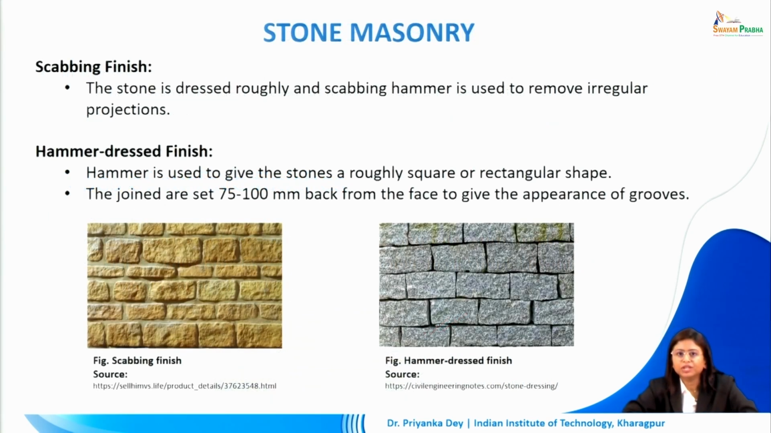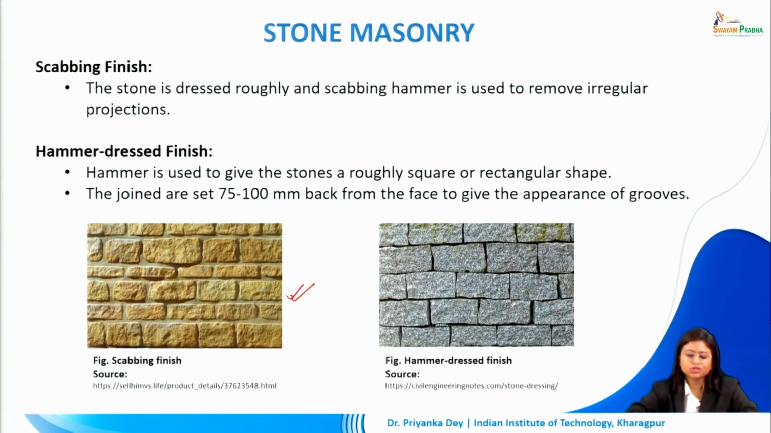The scabbing finish is one in which the stone is dressed roughly, and a scabbing hammer is used to remove any irregular projection. So in this example, we can see the figure given below. The scabbing finish is slightly more regular looking than the previous example where we have the rock finish, because a bit more dressing has been done on the stone.